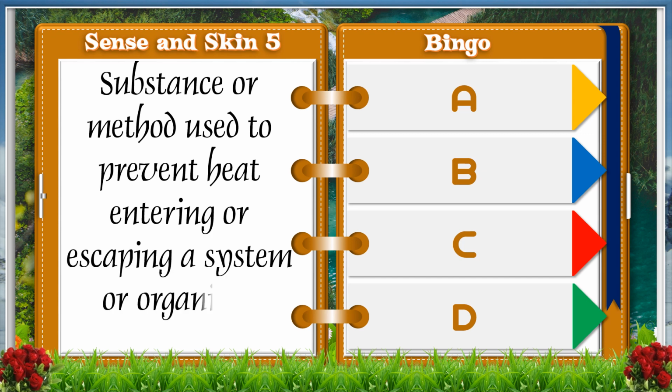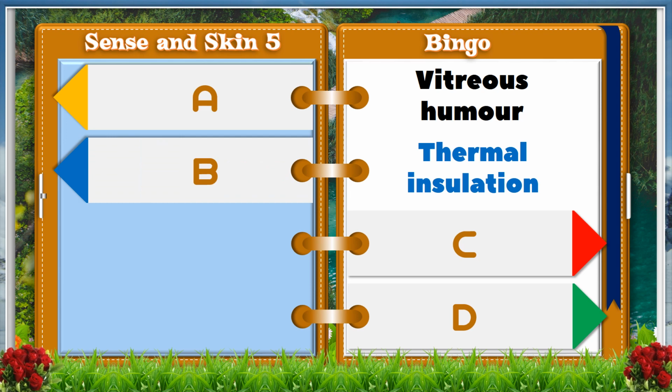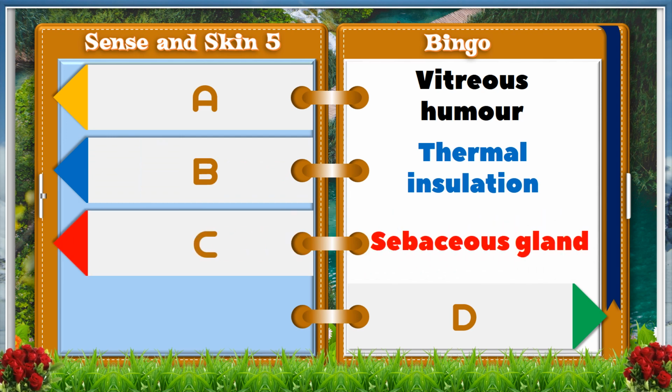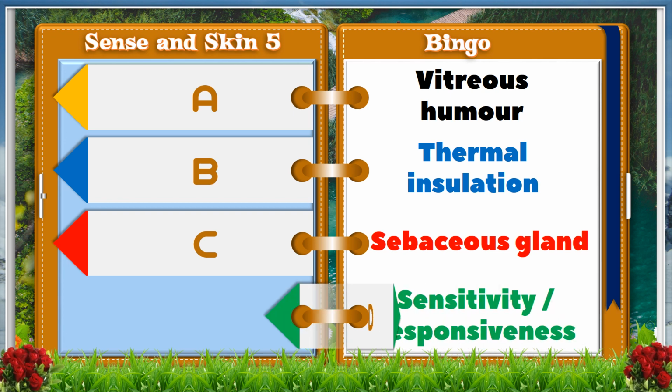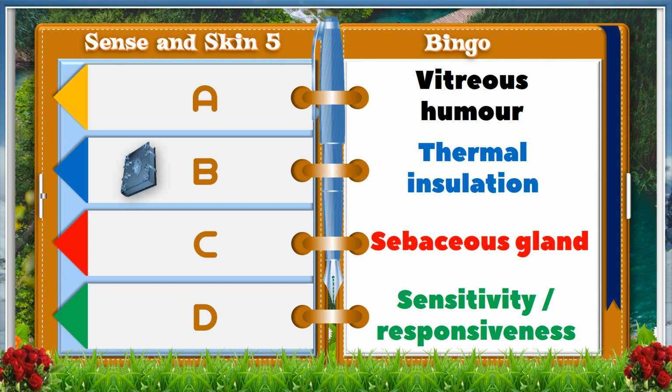Substance or method used to prevent heat entering or escaping a system or organism. A. Vitreous humor. B. Thermal insulation. C. Sebaceous gland. D. Sensitivity. And the answer is B. Thermal insulation.